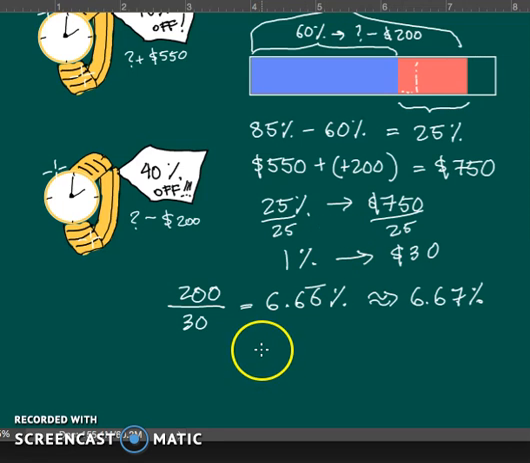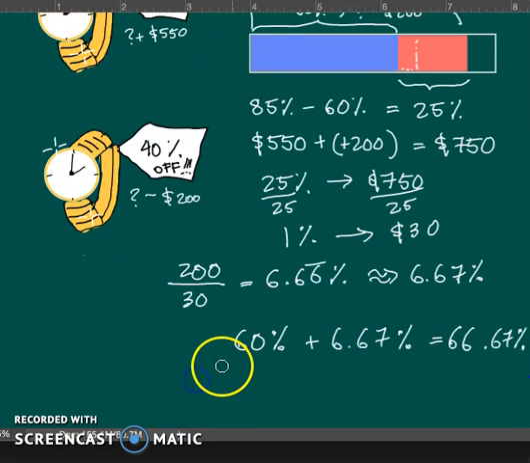So that means that if we add that amount to charging, let's go back here. If we add that amount to 60%, we will break even. That gives us 66.67%.